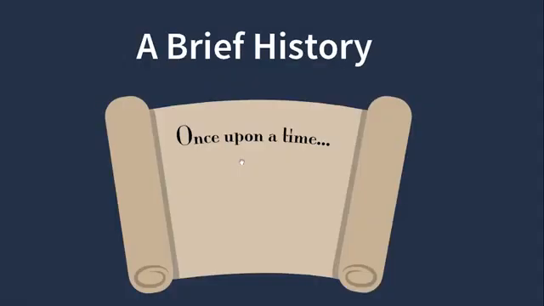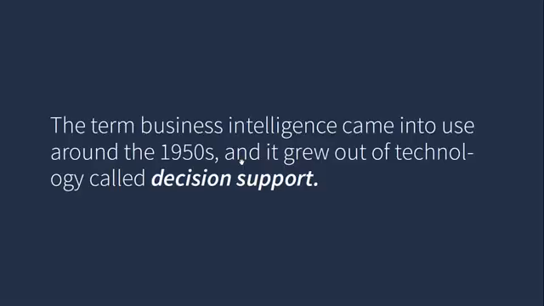Now we're going to go over a brief history of business intelligence. The term business intelligence actually came into use around the 1950s, and it grew out of technology called decision support systems. This is actually a pretty fitting name, as the technology is still used by companies today in order to support and enhance their decisions.